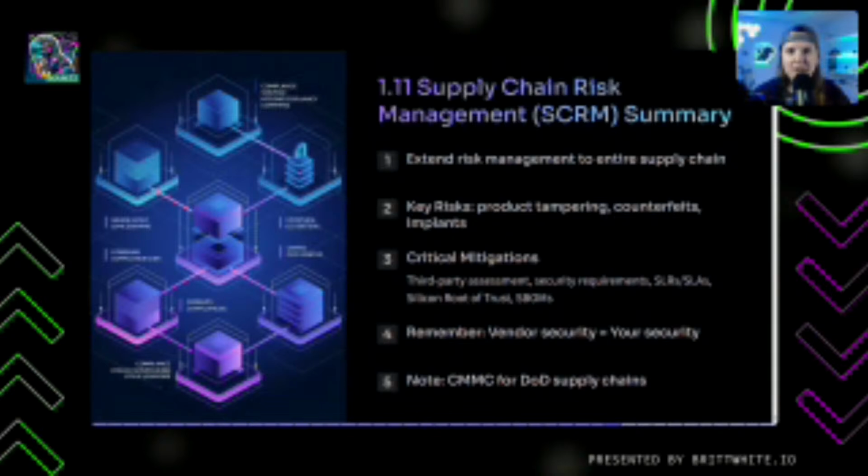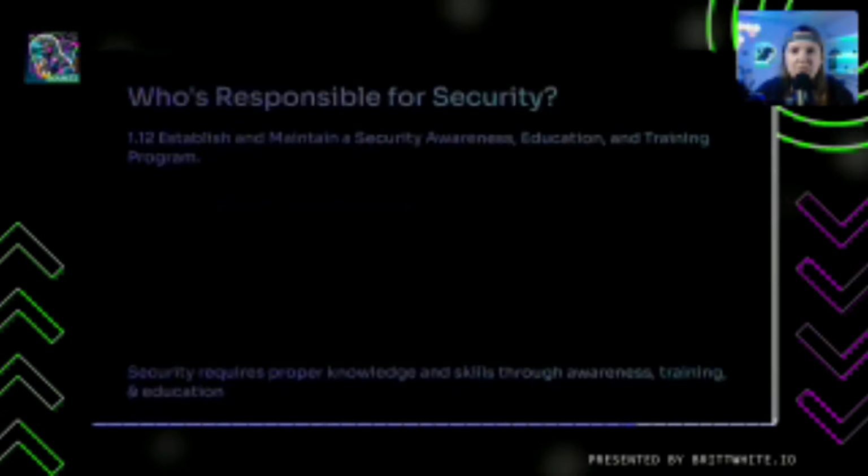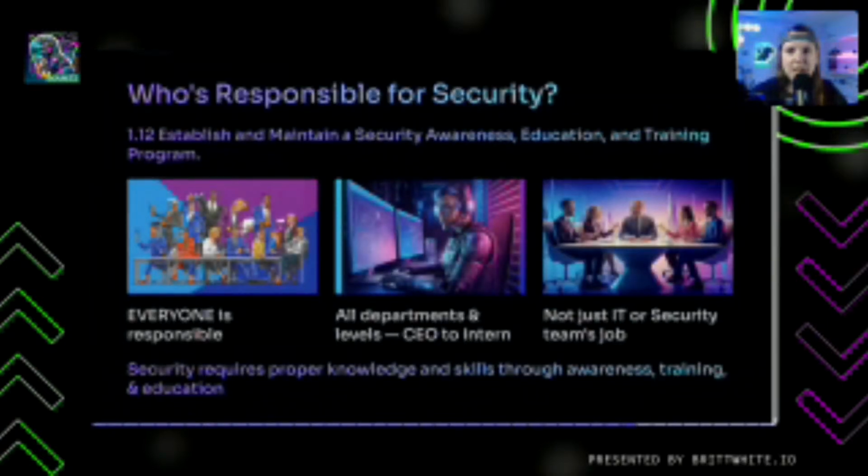We've covered SCRM. Now let's turn to our final, but arguably most important objective: building a human-centric security program focused on people. Objective 1.12 says to establish and maintain a security awareness, education, and training program. This focuses on empowering people to be a strong part of your security defenses. Technology and policies are crucial, but human security awareness is paramount.